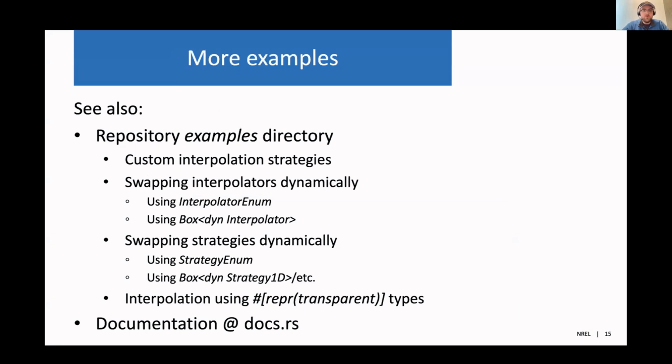So if you would like to see more examples, there's a lot more that this crate can do, but I was a little pressed for time. There is an extensive examples directory. It shows you how to make your own interpolation strategies if you want to do that. It shows you how to swap interpolators at runtime. There's an interpolator enum. You can swap between the predefined interpolators, or you can use dynamic dispatch if you want to, or you can also swap strategies dynamically at runtime using a similar enum or dynamic dispatch. And there's, of course, extensive documentation at docs.rs.